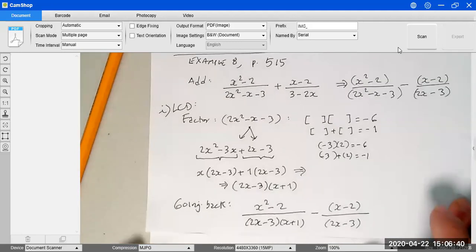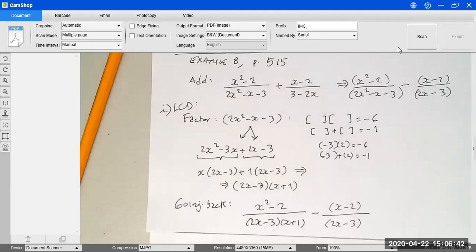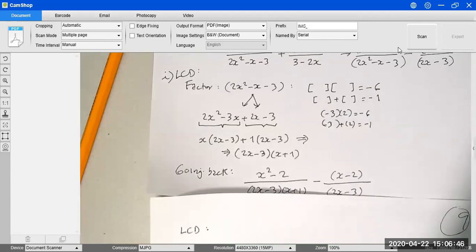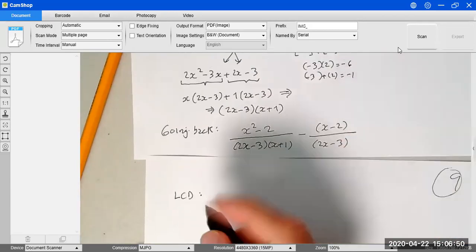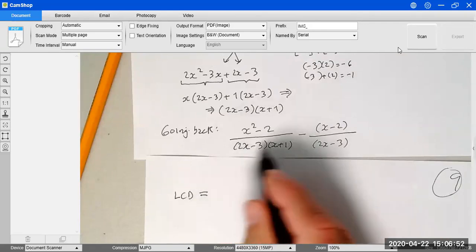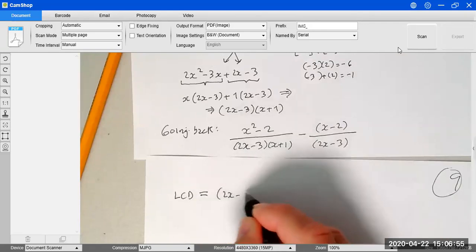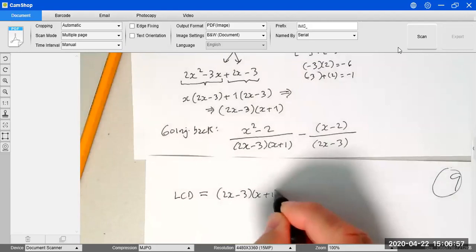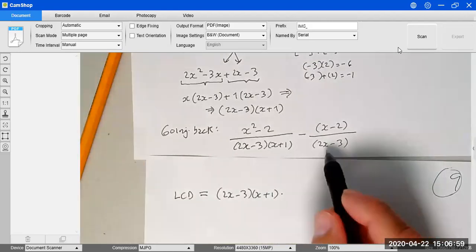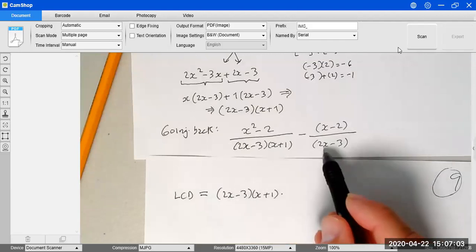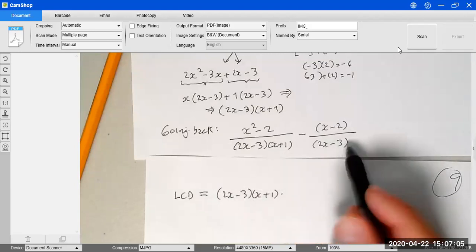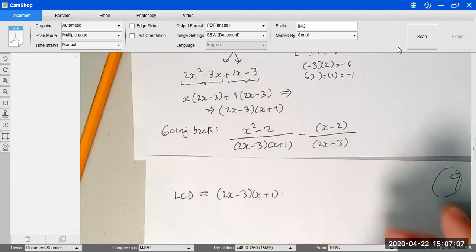So what is the least common denominator? The least common denominator is going to be just the first denominator, 2x minus 3 times x plus 1. Then we multiply by any other factor that is not already here. You see 2x minus 3 is already here, so that's it. This is the least common denominator.